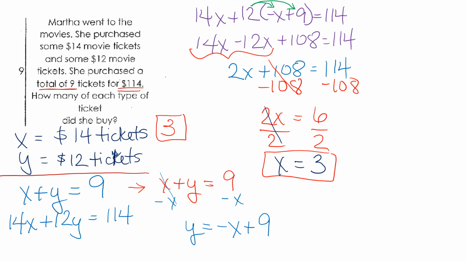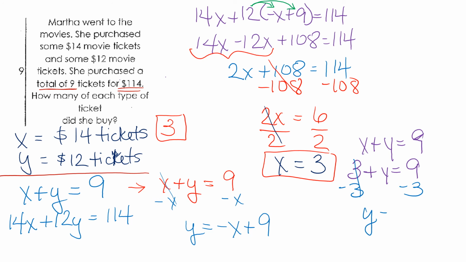In order to figure out how many $12 tickets were sold, we need to substitute that x value back into one of the equations. You can choose to substitute it into either one. I'm going to go into the easy one, x plus y equals 9. Our x is 3, so that'd be 3 plus y equals 9. Subtract 3 on both sides, and y would be 6. That lets me know that there were a total of 6 $12 tickets sold.